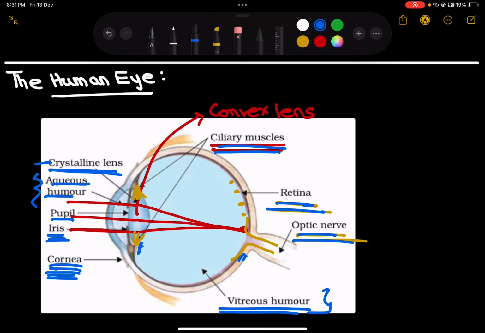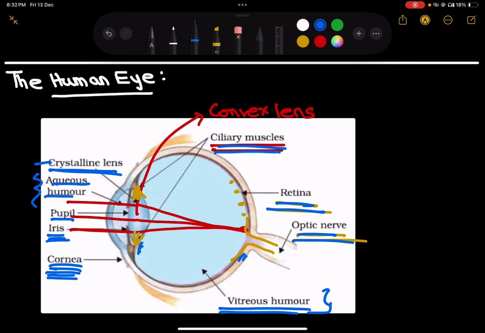The iris is the dark muscular diaphragm that controls the size of the pupil. Correct? The crystalline lens, the eye lens, is a convex lens, right? And it basically provides the finer adjustment of focal length required to focus objects at different distances. If it is at a short distance, it adjusts its focal length. If it is at a longer distance, it again adjusts its focal length accordingly.